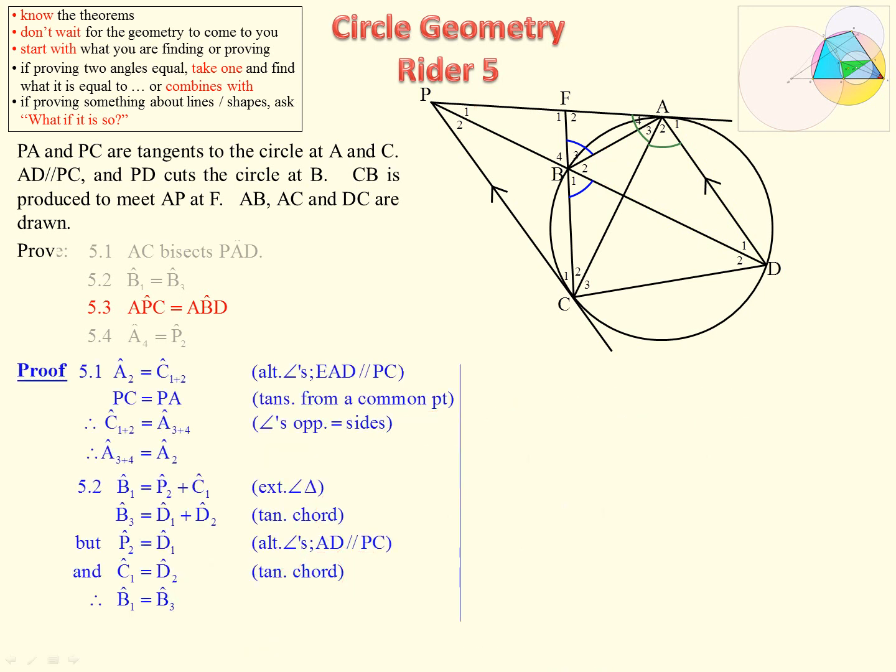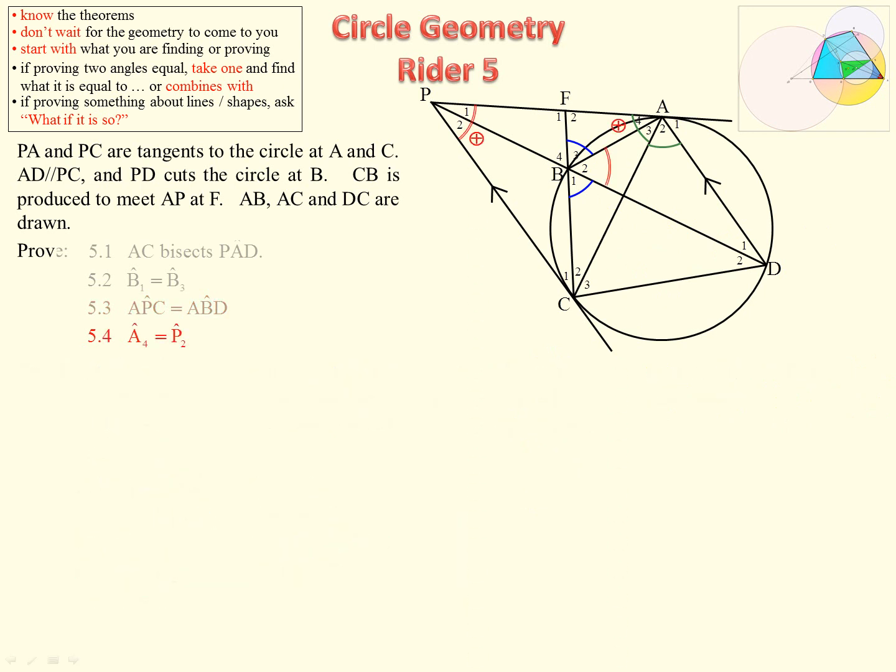Let's go across to the proof now. P1 and 2 equals A1, corresponding angles, parallel lines. Then we take the A1 and we say that A1 is equal to B2, tan chord. So now we have P1 and 2 equals A1, which equals B2, which means we can say P1 and 2 equals B2. Proven.